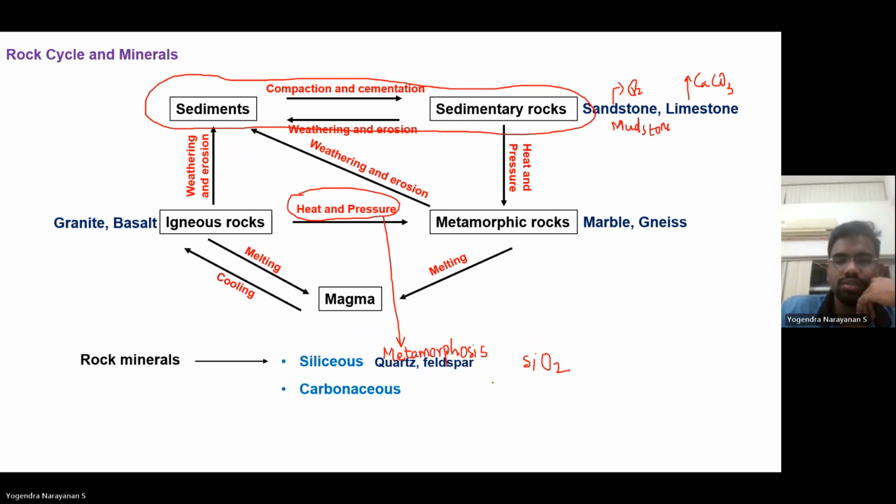Carbonaceous, where it contains carbonates, limestone and dolostone. The minerals will be calcite and dolomite. Calcite is calcium carbonate. Dolomite is magnesium carbonate. It is a combination of calcium and magnesium.